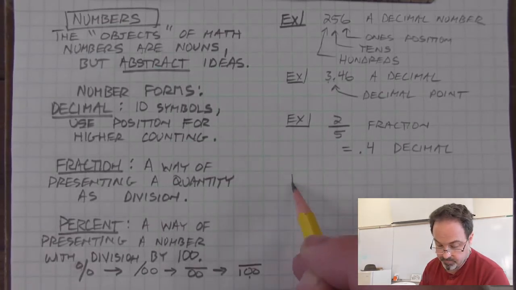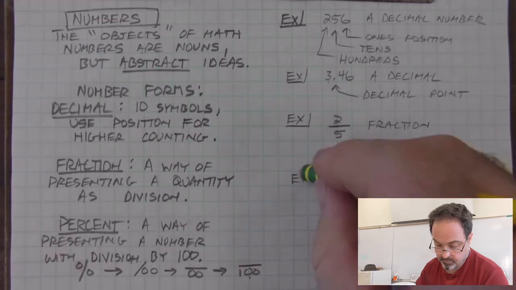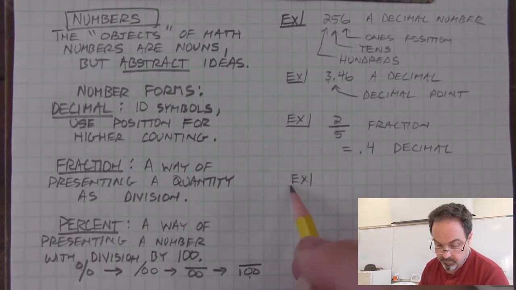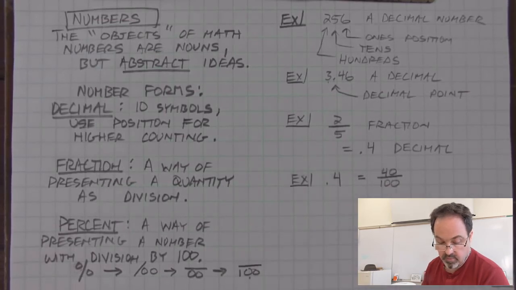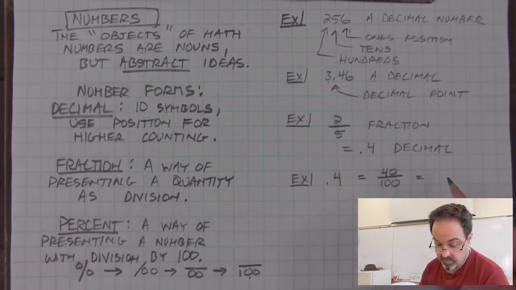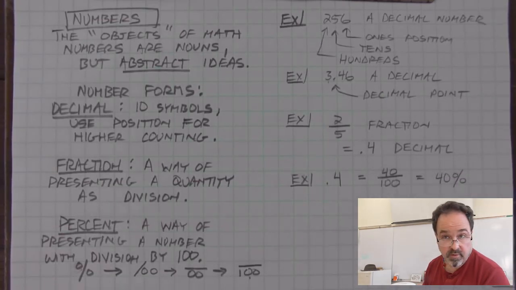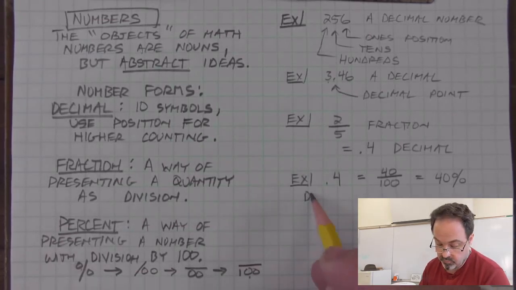One more example. 0.4 can be shown as the fraction 40 over 100, and we can think of this division by 100 and wrap it up into this percent symbol and express it in percent form as 40%. So this shows the same quantity in 3 different forms: the decimal form, fraction, and percent.